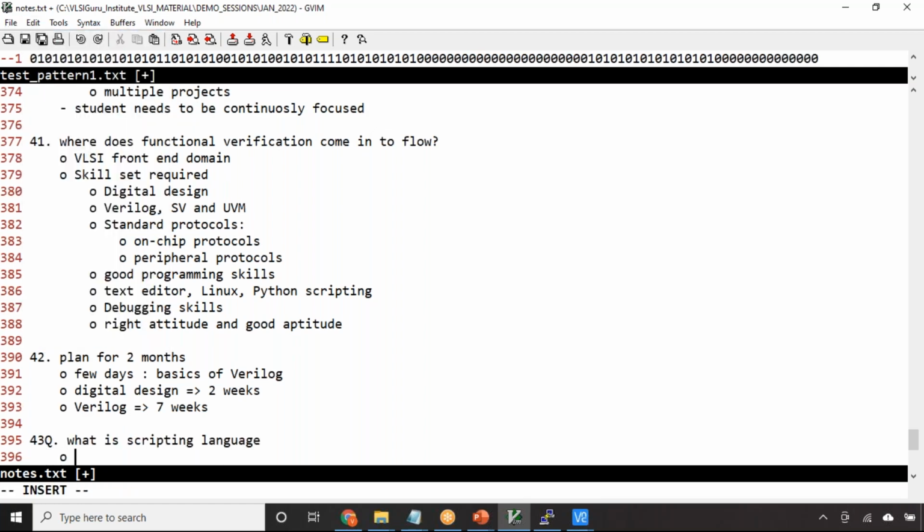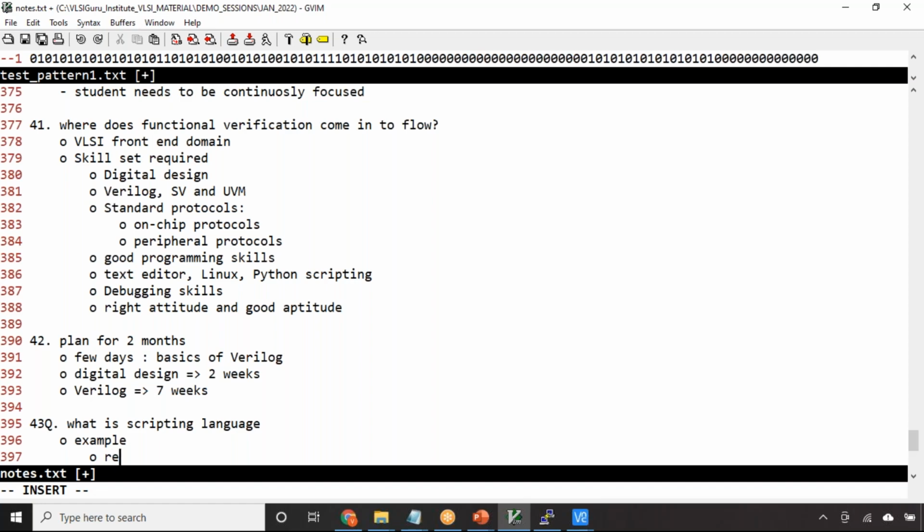Scripting language is a high level implementation. I will give you one example through which you can understand. You just try to understand what we mean by scripting language. I have a requirement. Let's say my requirement is, I'm just giving an example of why we need a scripting language.